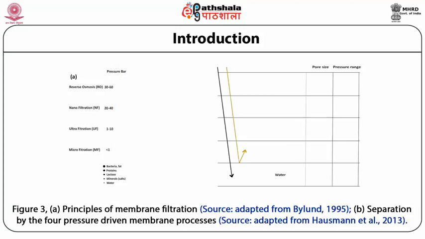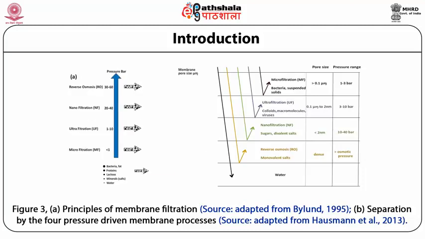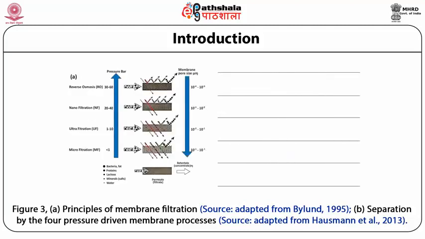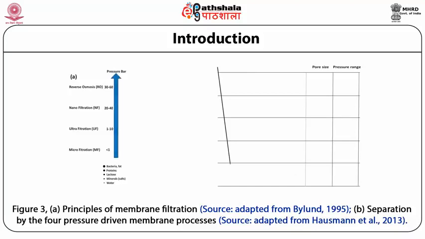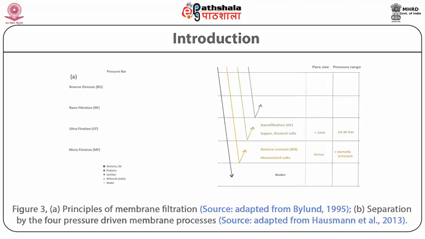And for reverse osmosis, the pressure is determined as per the osmotic pressure of the solution. So normally whey and milk have 7 bar osmotic pressure, and here only water will pass, otherwise all the things will be retained by the reverse osmosis process.